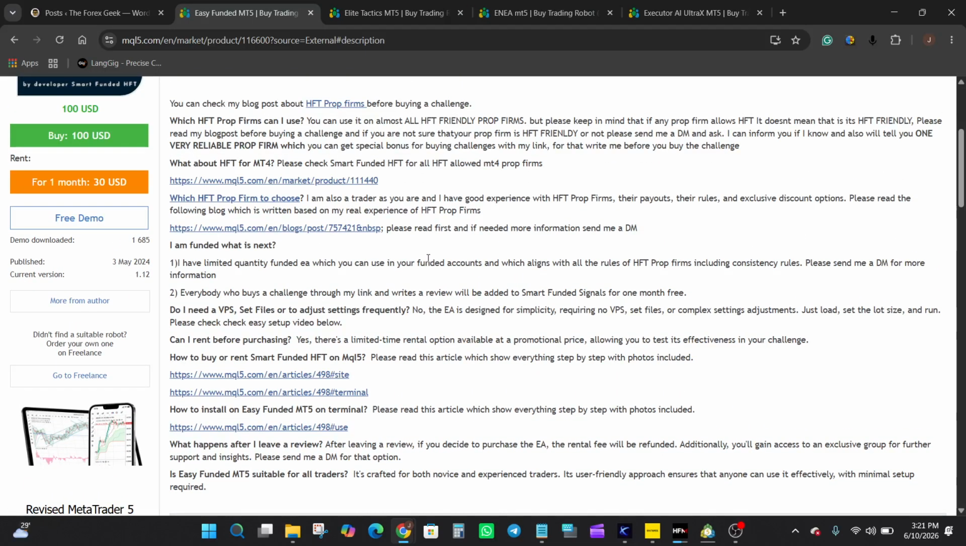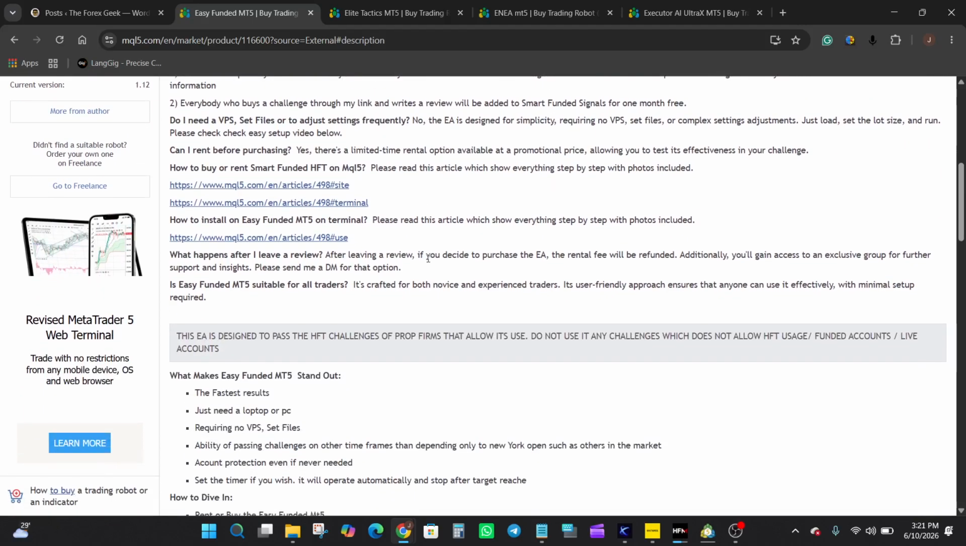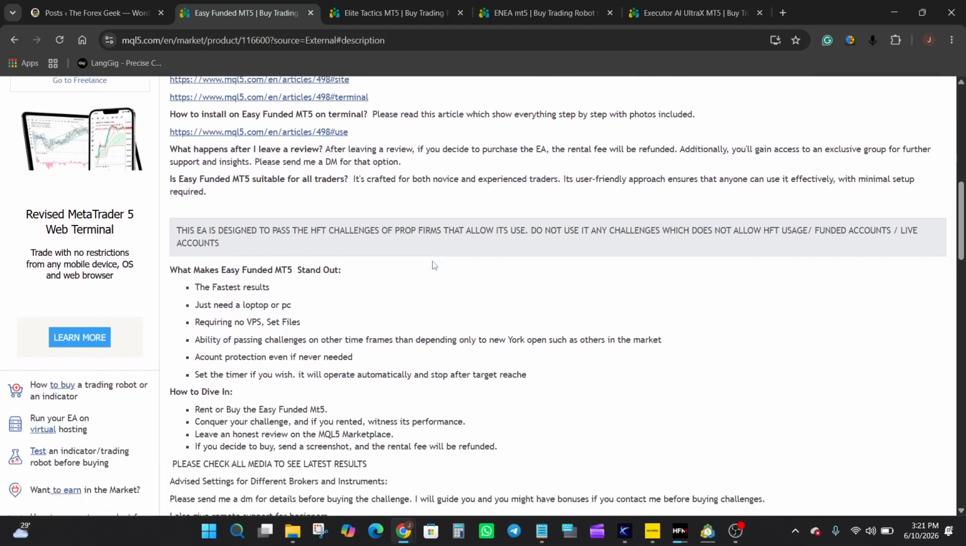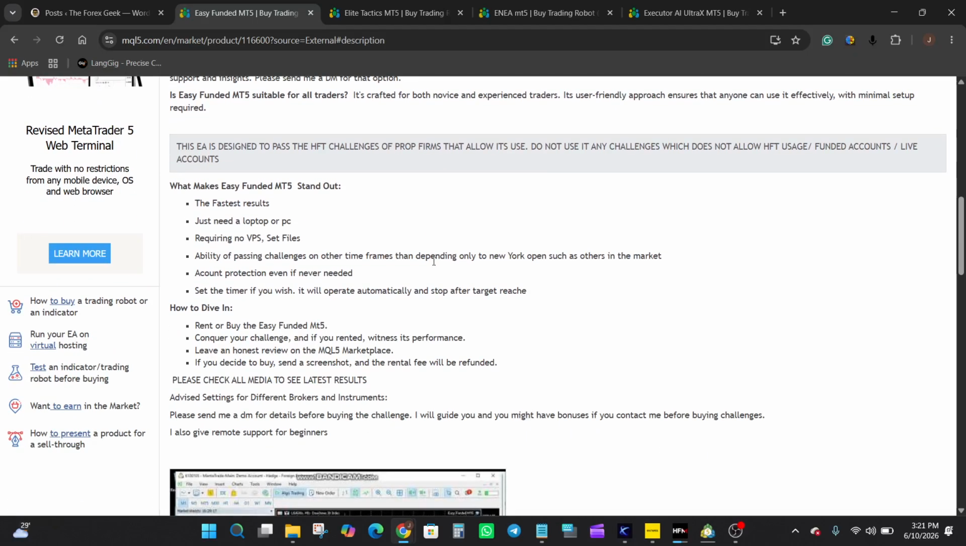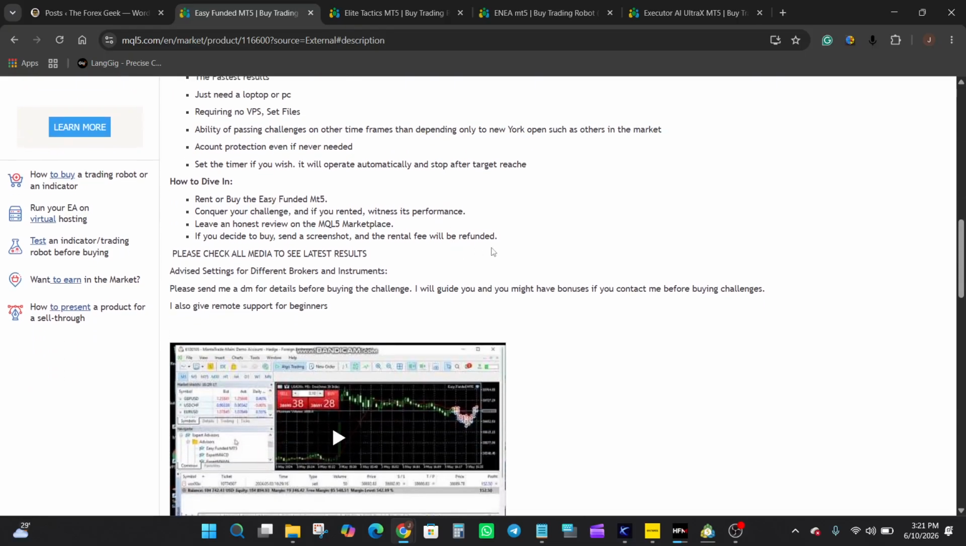Okay, moving forward, let's move toward the backtesting and performance section. So the marketplace page itself does not provide detailed historical testing methodology, specific modeling quality, or long-term backtest statistics. Because of that, it's important to avoid making assumptions about how the EA achieves its results.